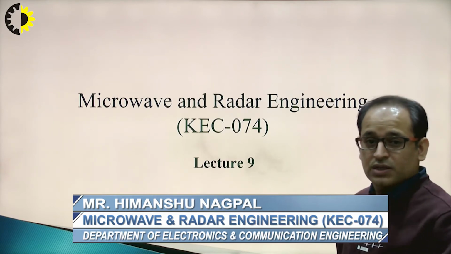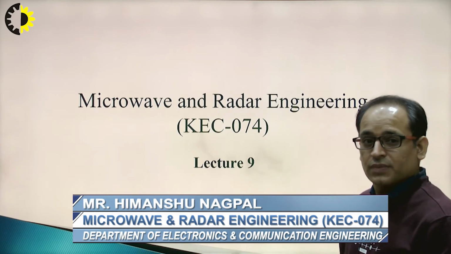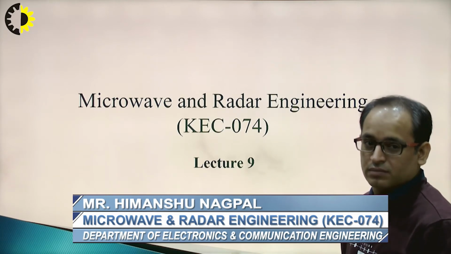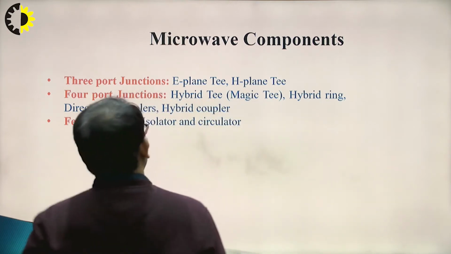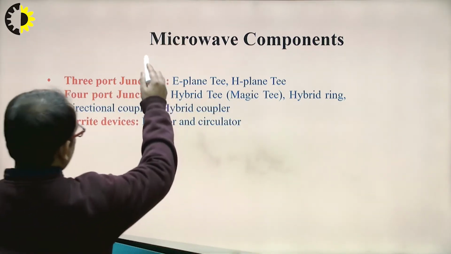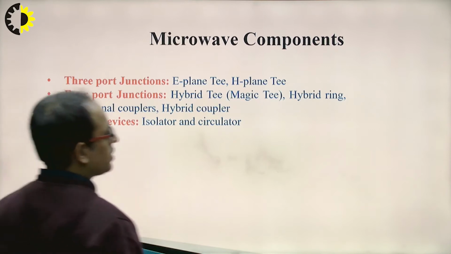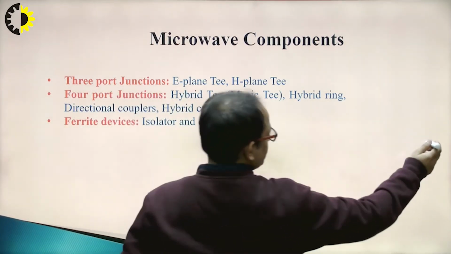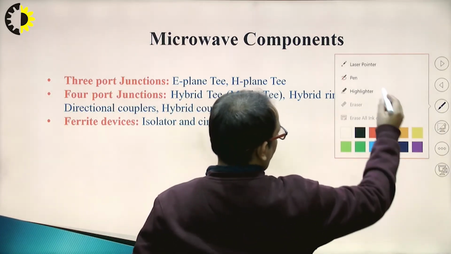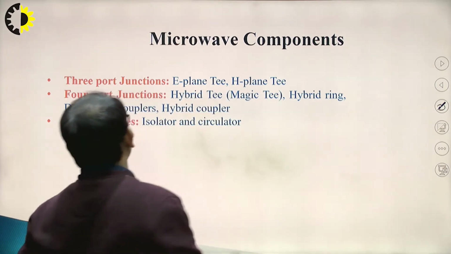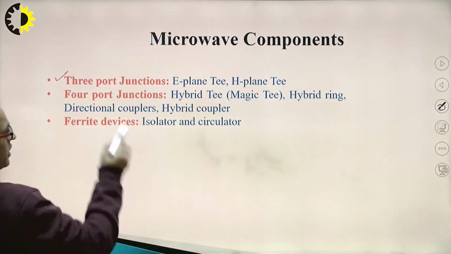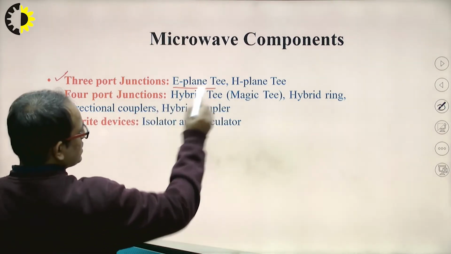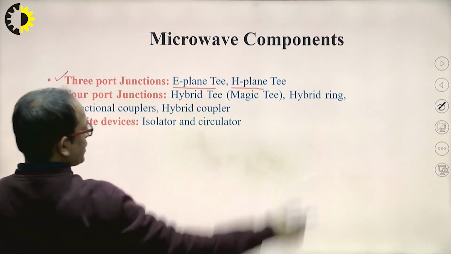Today we will discuss the microwave components and the E-plane T. The first topic is microwave components. We will discuss first the 3-port junctions. In the 3-port junctions, there is the E-plane T and the H-plane T.